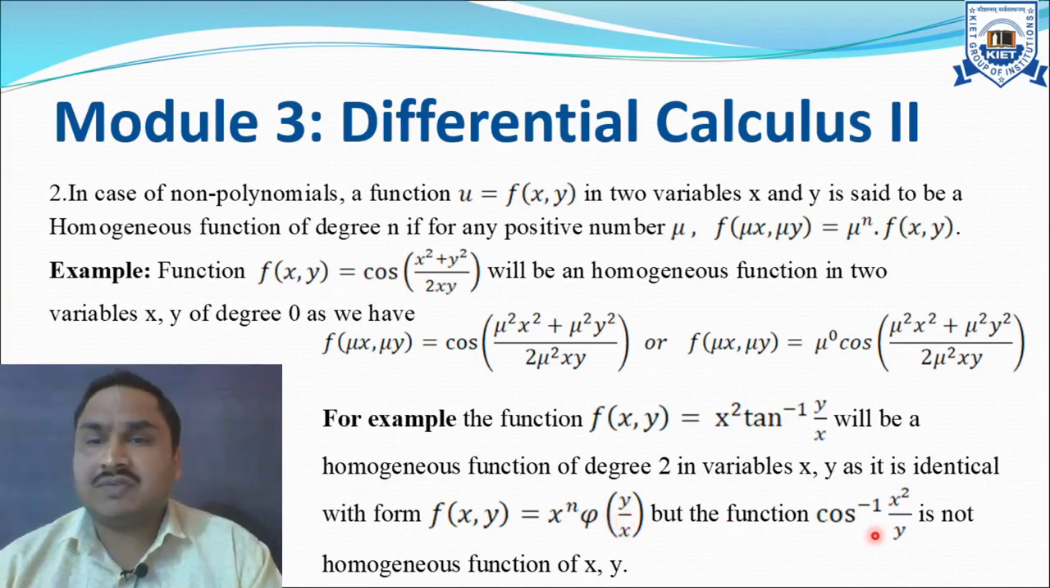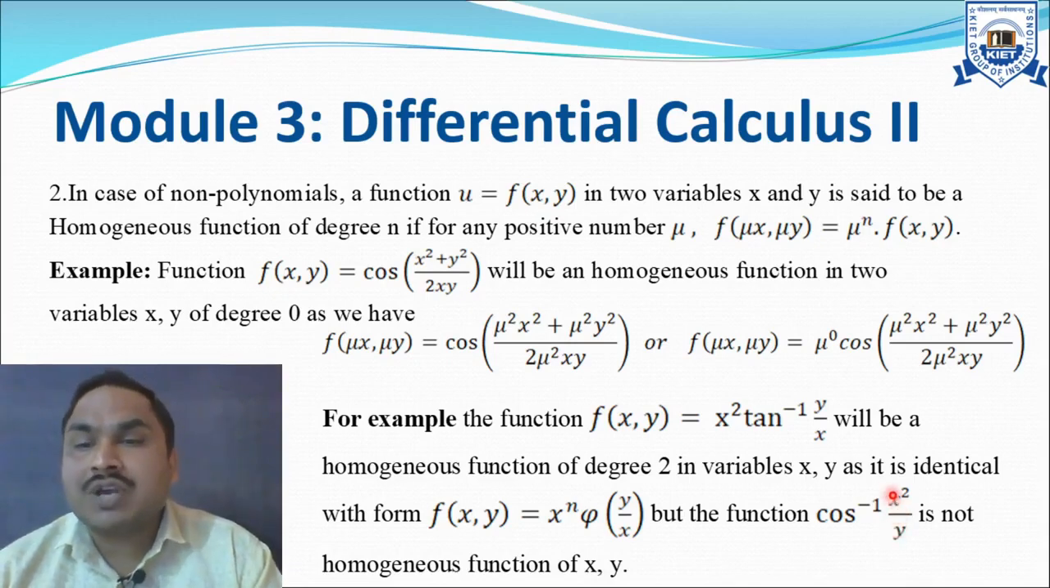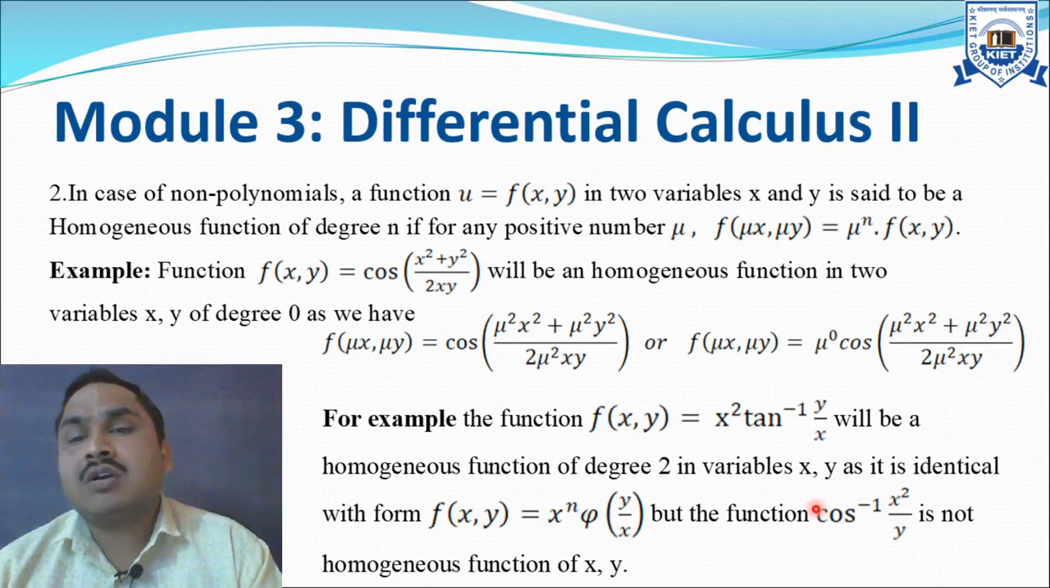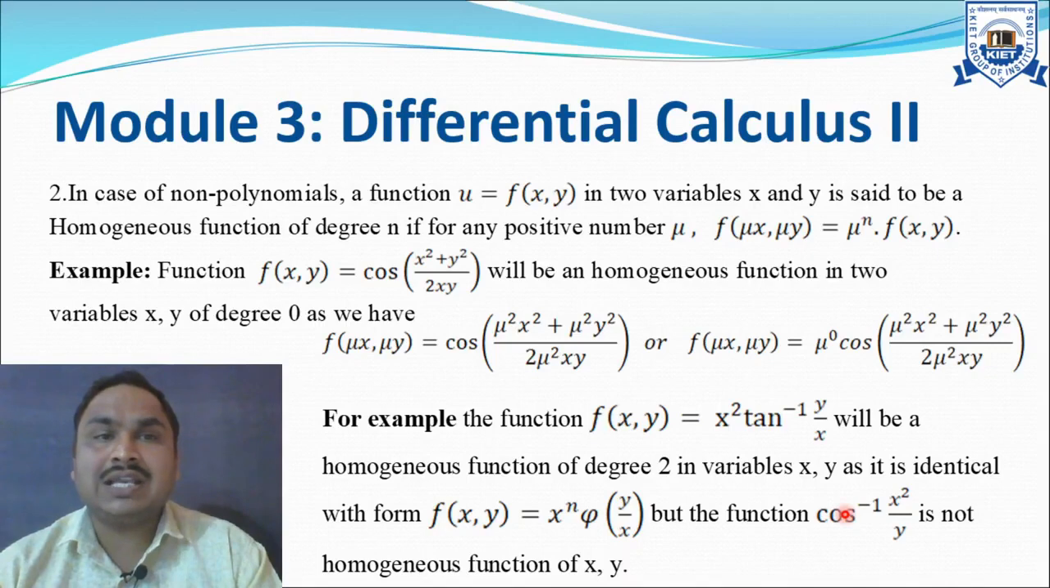But the function cos⁻¹(x²/y) is not a homogeneous function of x, y, since if we replace x by μx and y by μy, in the numerator I get μ²x² and in the denominator I get μy. One power of μ cancels out, but still one power of μ remains inside the function, that is μx²/y. So μ cannot be taken out of the cos inverse function, and it cannot be a homogeneous function in variables x, y.